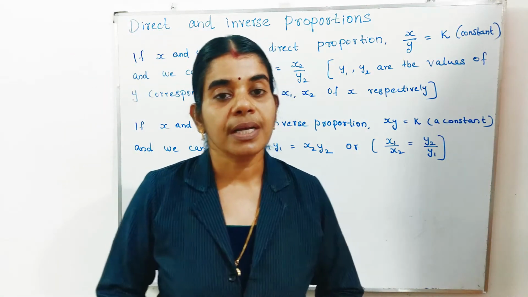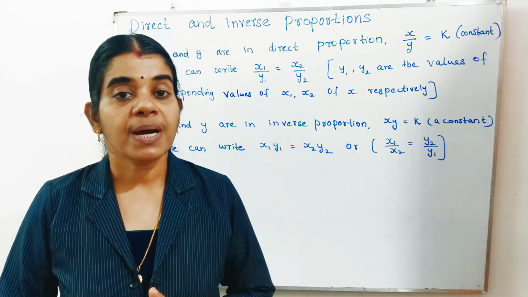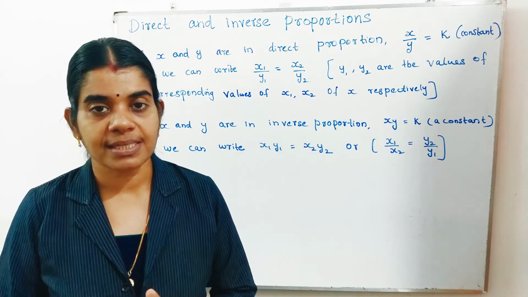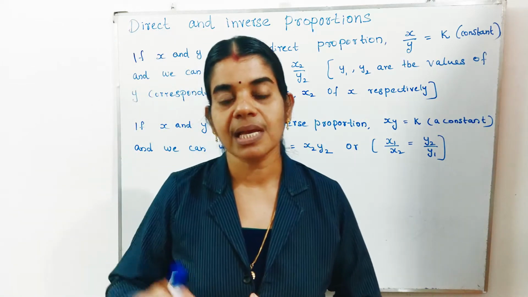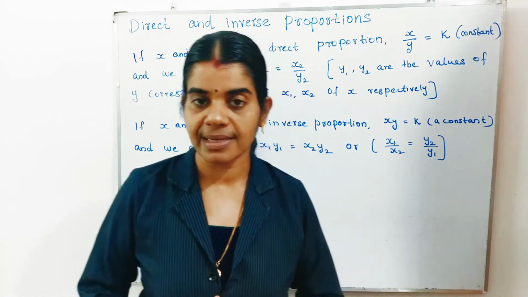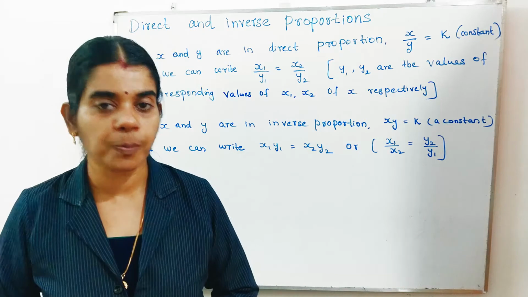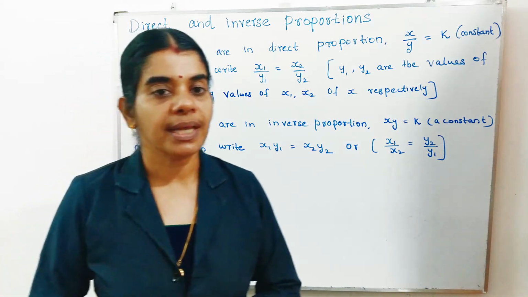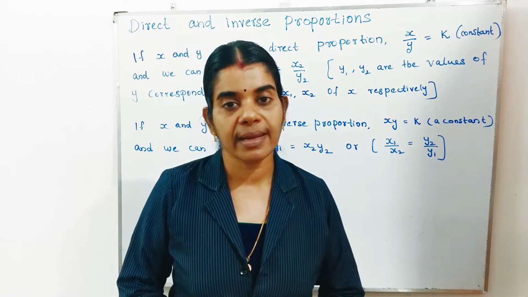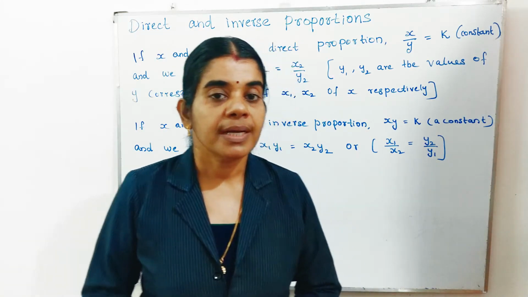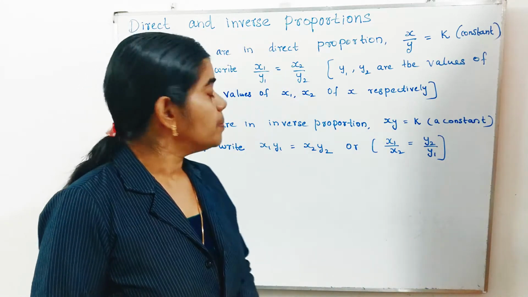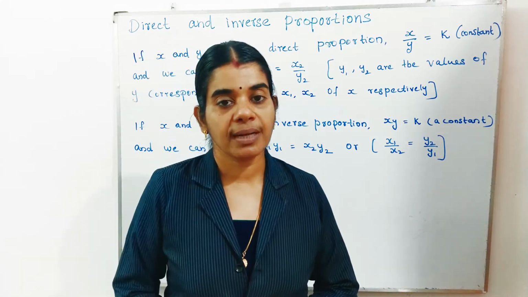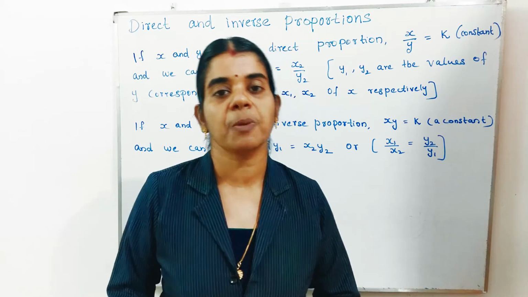Suppose you are depositing money in a bank. If the deposited money increases, the interest will also increase. That is also direct proportion. If one quantity increases, the other also increases. That is known as direct proportion.